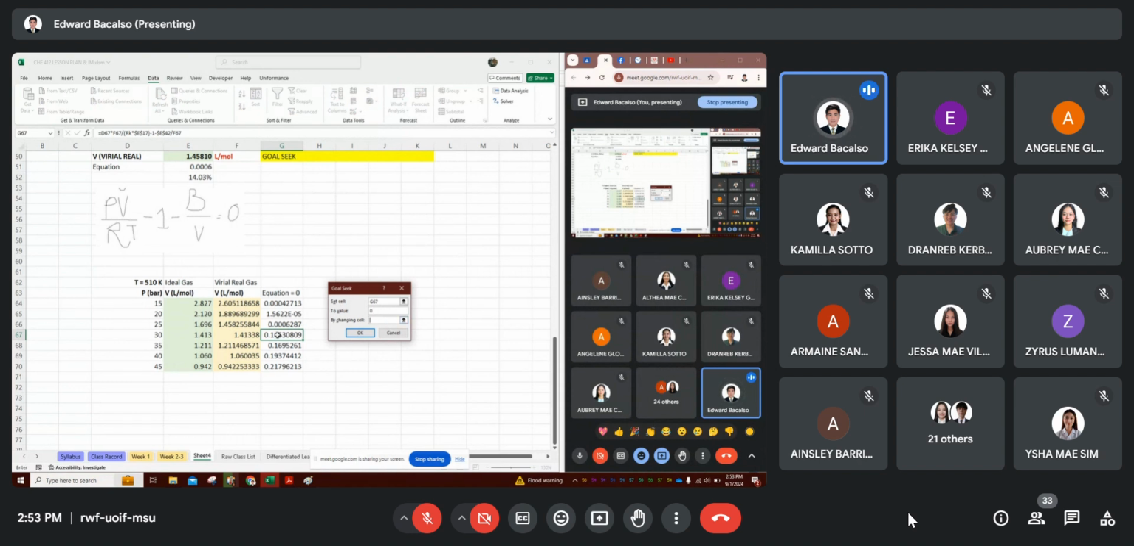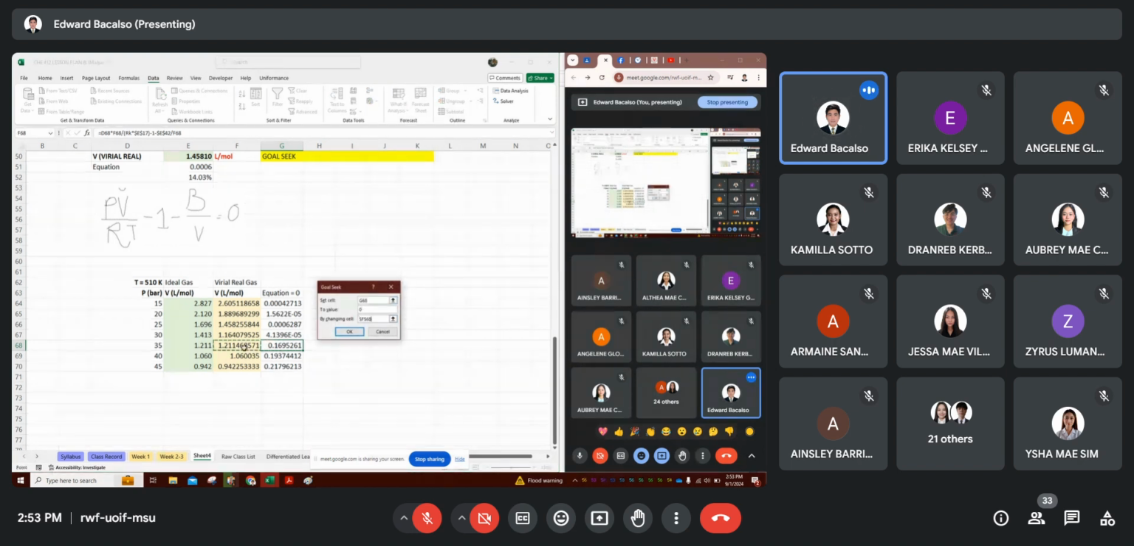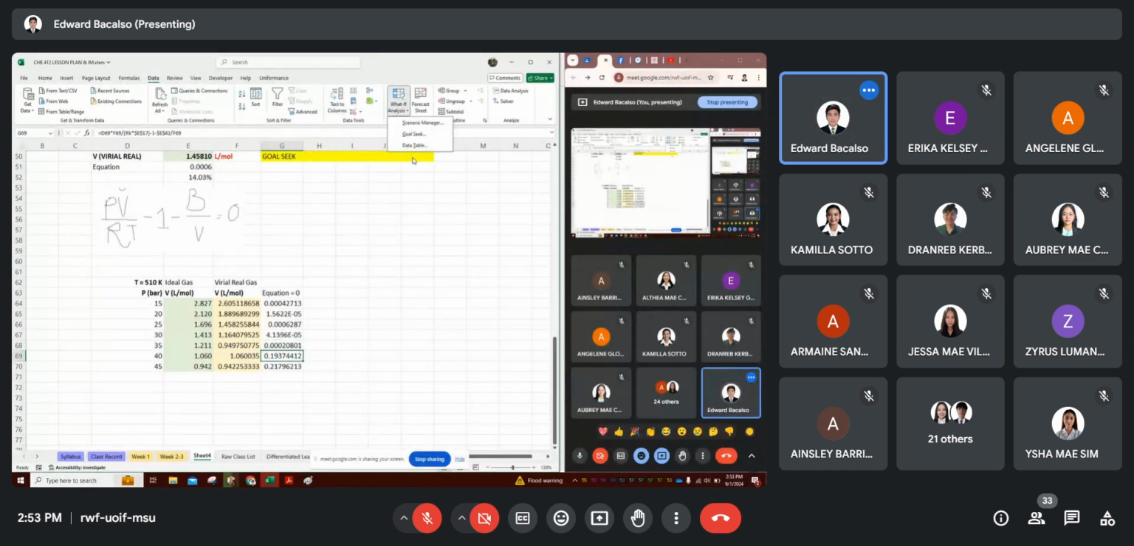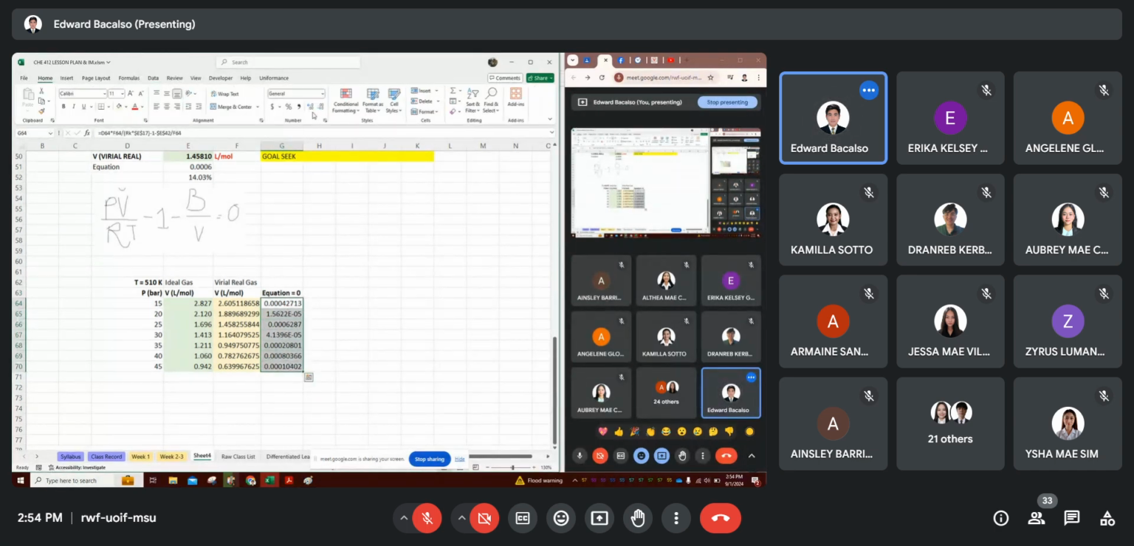To 0. Okay, another one. Okay, so last value. Okay, so complete na, no? So you can see that the equation here should be equal to 0, yung column approximately 0 naman talaga, no? So if i-round off mo yan lahat, 0 yan, no? Yan.